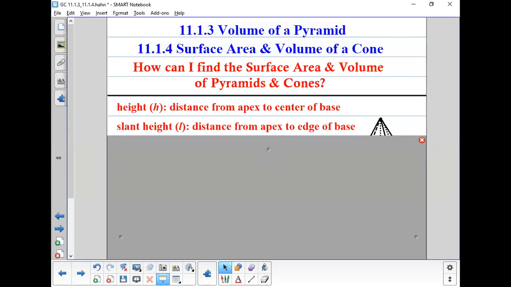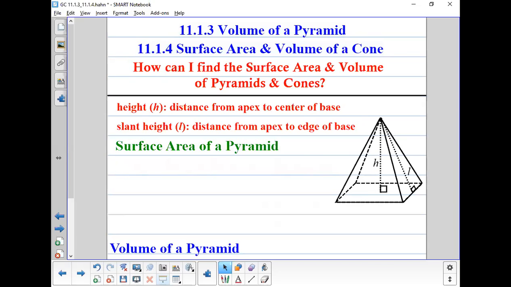So if you remember, I asked you, if you were at the top of the pyramids at Giza and you rolled a ball down the face of the pyramid, would that be the height or the slant height? That's the slant height. And if you noticed a hole at the apex that went straight down to the ground, if you put down a rope ladder, that would be the height. The difference between height and slant height is important because they give us different information about our pyramids and our cones. So let's start with the surface area of a pyramid.